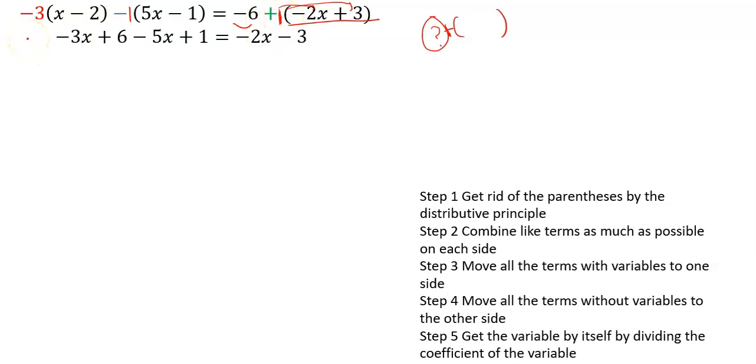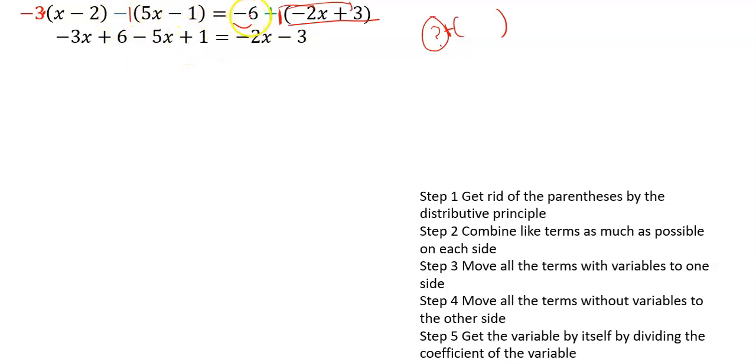Okay, so after we do that distribution, we have -3 times x, which is -3x. -3 times -2, that's a +6. Two negatives make positive. And then -1 times 5x, that's -5x. And -1 times -1, and that's +1. Again, two negatives make positive.